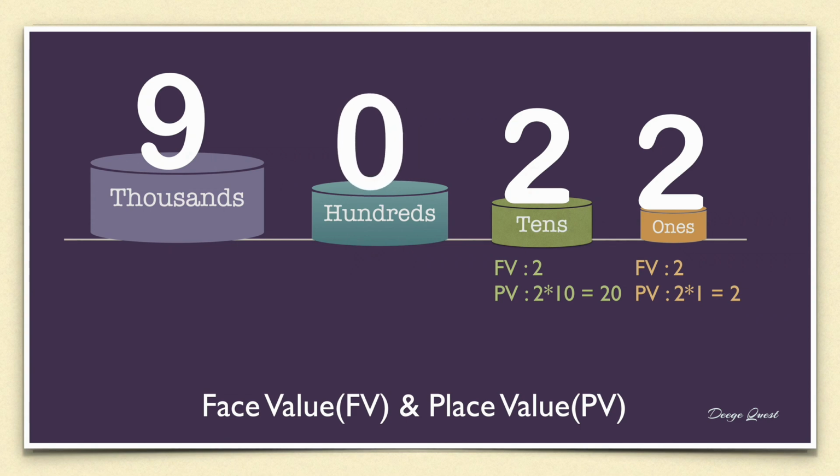Moving on to the next digit, 0. Please remember that face and place values of 0 will always be 0 only. So this is 0. Now the last digit is 9. This is in the thousands place. As we know, the face value of 9 will be 9 itself, and the place value of 9 will be 9 times 1000, which is 9000.